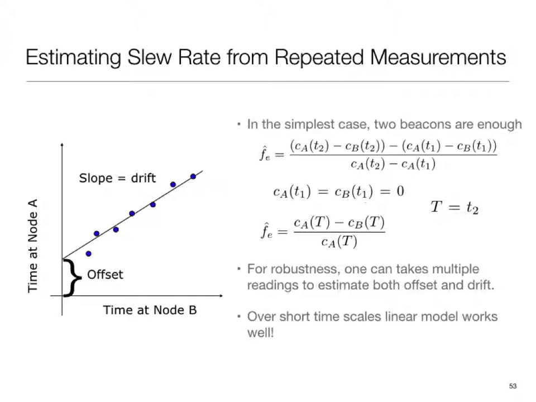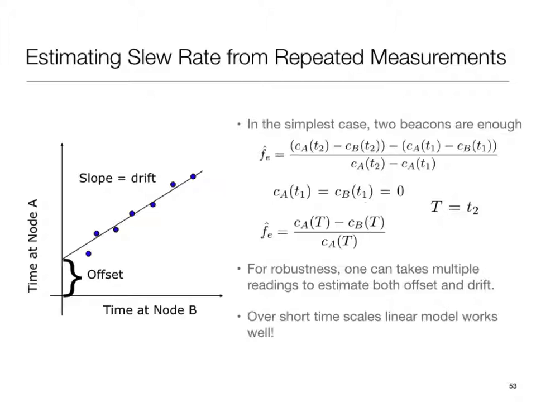Now, much of it will depend upon over what duration you can assume that these things are stable. Some of the systems that use this kind of strategy will probably sample every 15 or 30 seconds or something like that, because it says something about how stable clocks tend to be in real life.